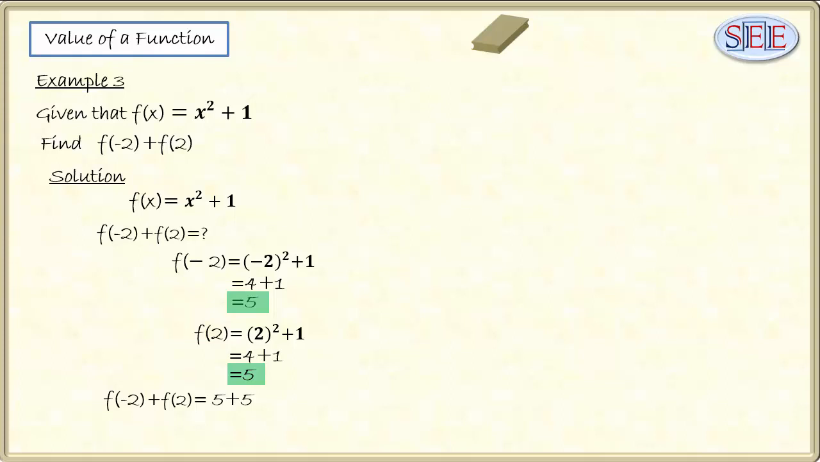The first 5 is the f of minus 2, while the second 5 is the f of 2. You can see it even here. So if I continue, 5 plus 5 gives the answer 10, meaning f of 2 added to f of minus 2, the answer will be 10.